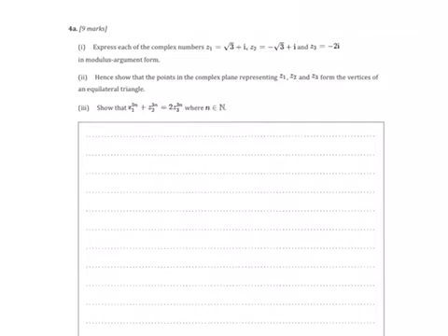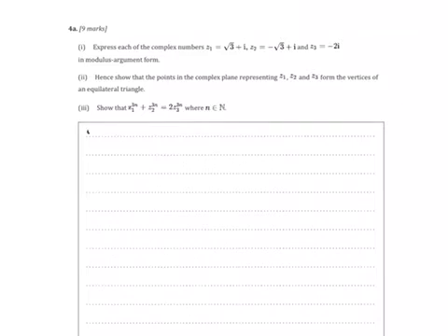Number 4, we're back, week number 6. This is some good stuff. I love complex numbers. 4A, part 1. Express each of the complex numbers Z1, Z2, and Z3 in modulus argument form.